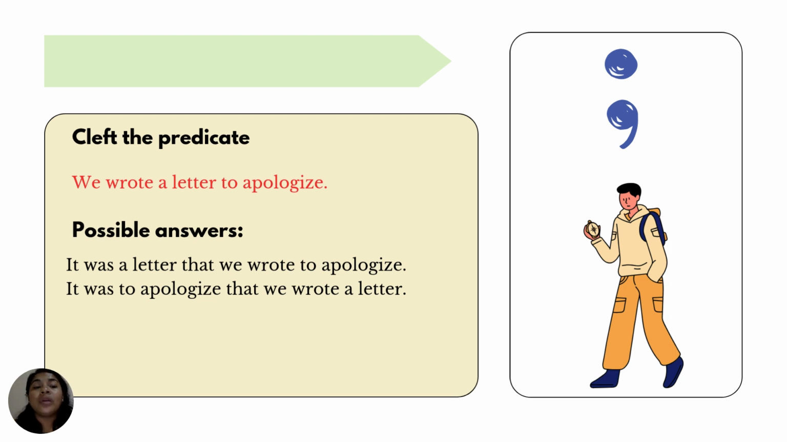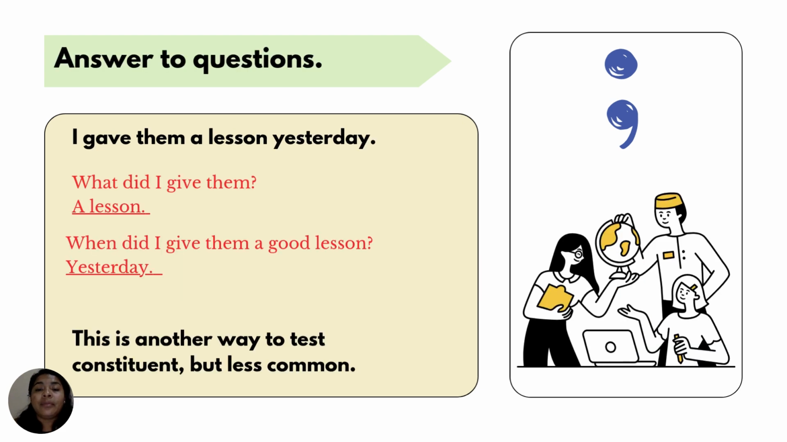But guys, you cannot tell me like this: it was apologize that we wrote a letter to. Immediately, just by reading that, you realize that it is not a constituent because it is ungrammatical. So you are missing things. You are not just rearranging everything. So be careful with that. Be careful with that because in some cases, the professor is not going to give you that underlining.